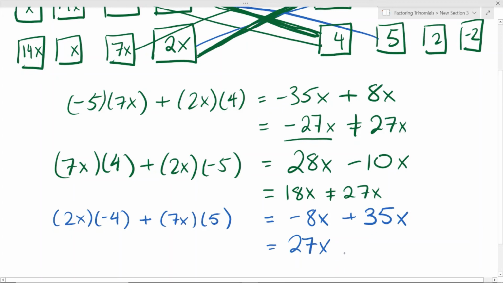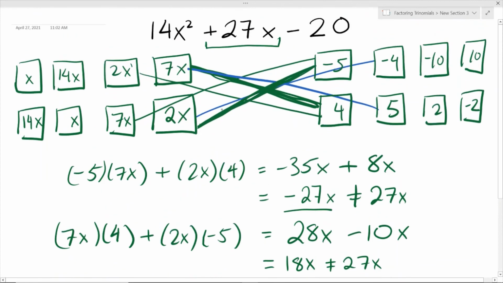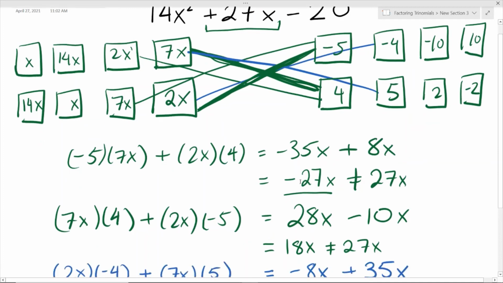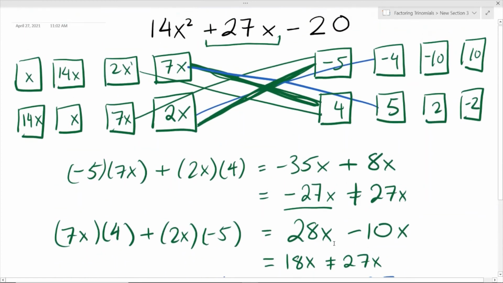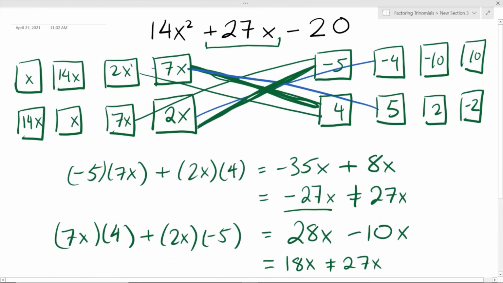And hey, 27x is equal to this middle term right here, right? So hey, that works. And since this works, that means this here and this here can help build our factors.